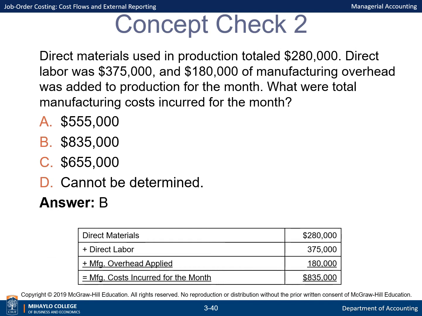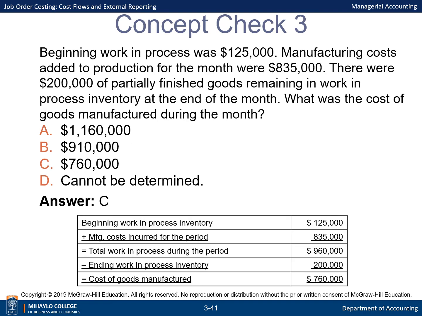The correct answer is $835,000, calculated as shown. Beginning work-in-process was $125,000. Manufacturing costs incurred for the month were $835,000. There were $200,000 of partially finished goods remaining in work-in-process inventory at the end of the month. What was the cost of goods manufactured during the month? The correct answer is $760,000, calculated as shown.